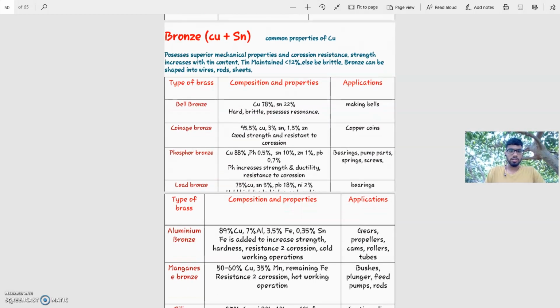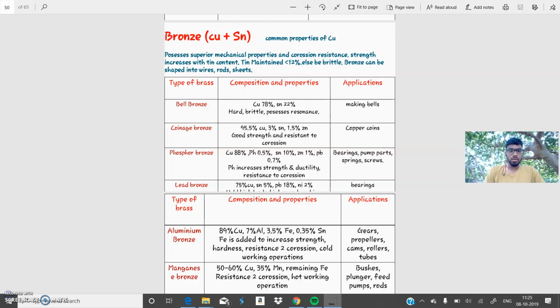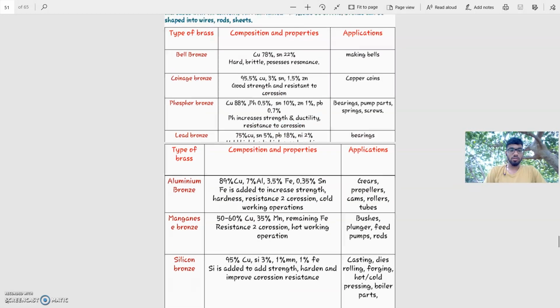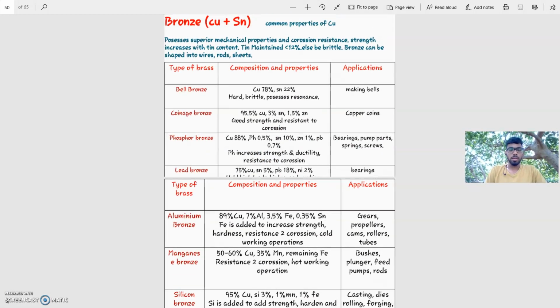Bronze is copper plus tin. Common properties: possess superior mechanical properties and corrosion resistance. Strength increases with tin content, which is maintained at less than 12%. There are seven types of bronze. Bell bronze: copper 78%, tin 22%. Properties are hard, brittle, and possess resonance. Application: they are used for making bells.